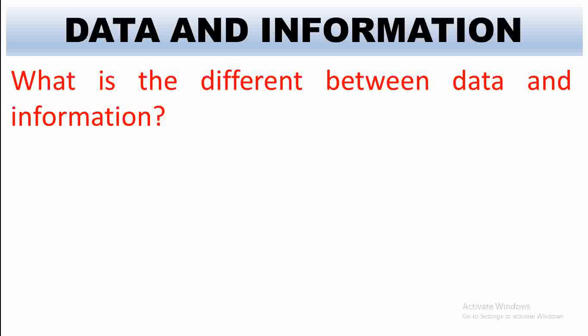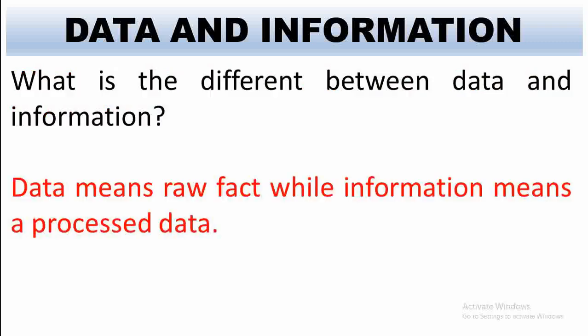If you remember, we said we send data to the computer through input devices, while we receive information through output devices. Why do we call it data? Why do we call it information? What is the difference between these two? Data means raw facts, while information means processed data.